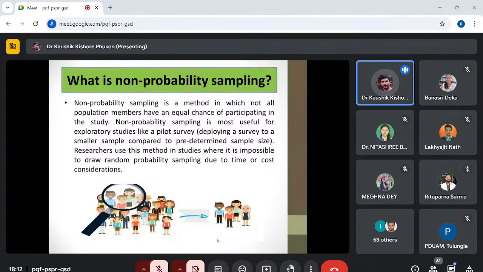So the researcher wants a group of people on the basis of his knowledge or some criteria, and he chooses that group and continues his study. So this is simply non-probability sampling, but different types of non-probability sampling are there. Let us move to the next slide.